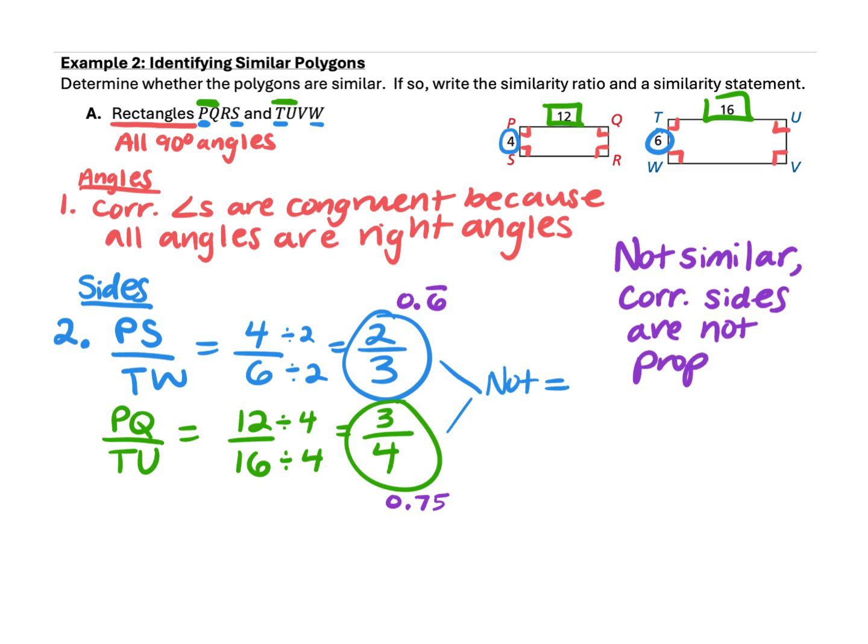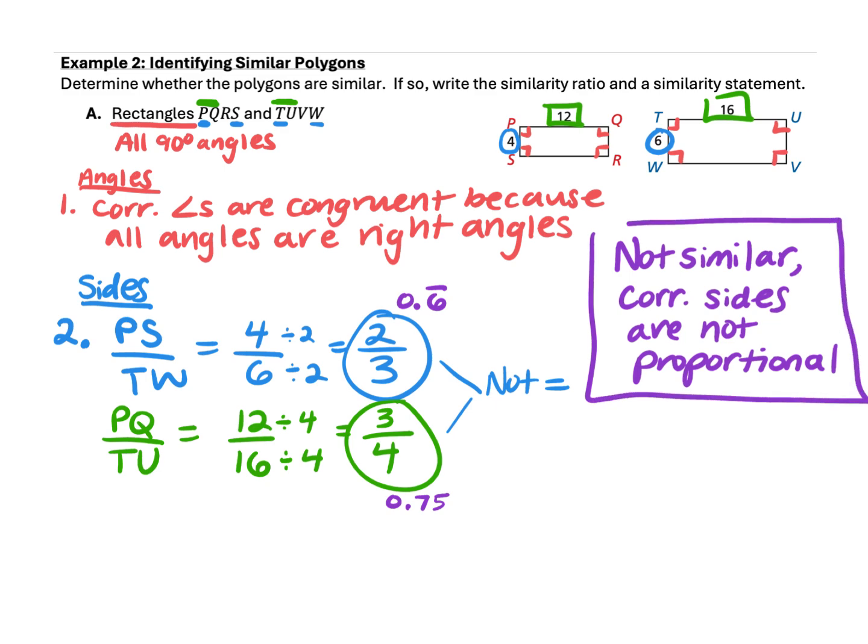So if it's not similar, you don't have to write a similarity ratio. There isn't one. And you also don't have to write a similarity statement because they're not similar. So you can just say not similar and then move on to the next one.